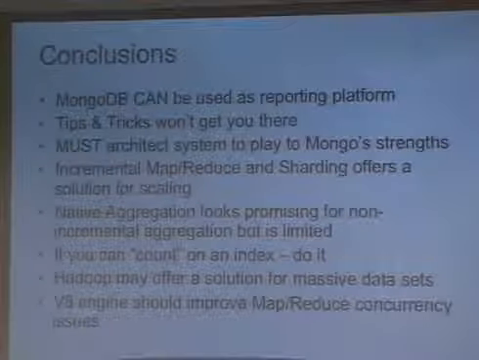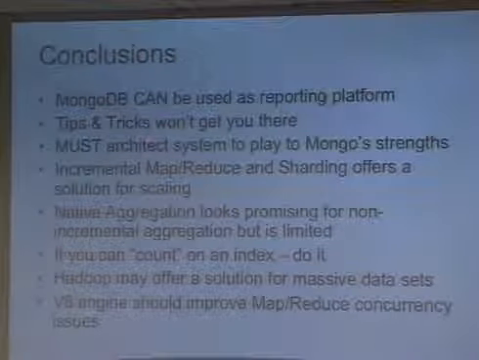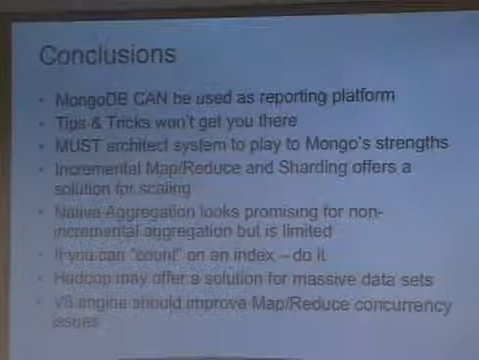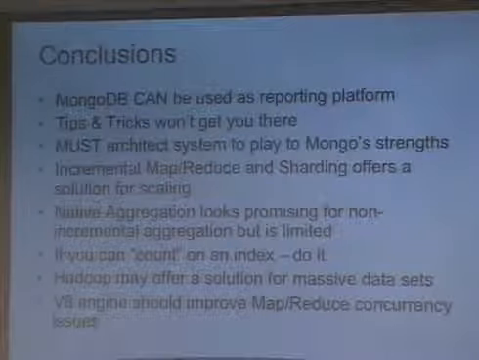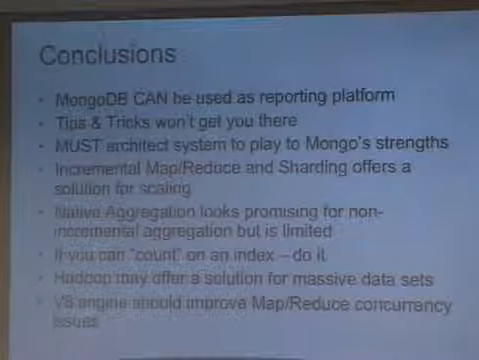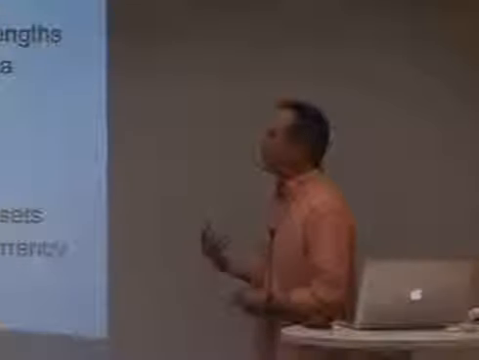So having now worked on this for a while, my conclusion is that, contrary to popular belief, Mongo can be used as a reporting system. But the tips and tricks are just not going to get you there. This isn't about shortening your field names. That would help, but it's not just a matter of tweaking this and, woo, it all works. No, you're going to have to architect your system to play to Mongo's strengths. And you've got to put in there incremental MapReduce and sharding if at all possible.